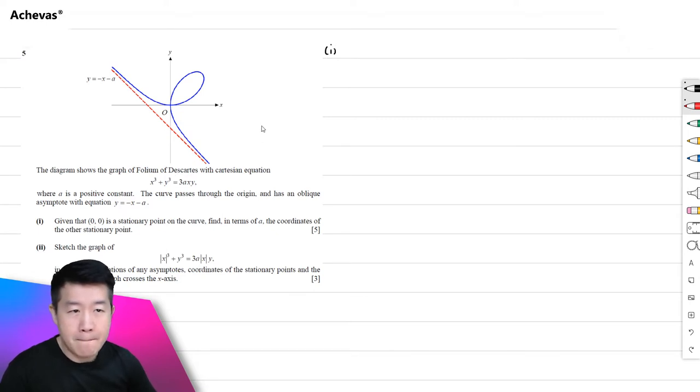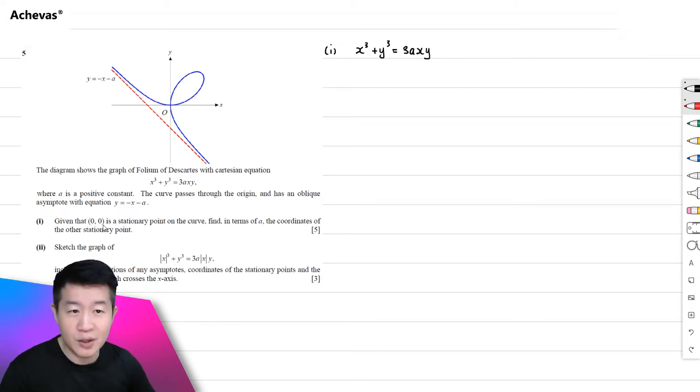Part 1. We are given x cubed plus y cubed equals 3axy, and a is a positive constant. And we see an oblique asymptote here, y equals minus x minus a.